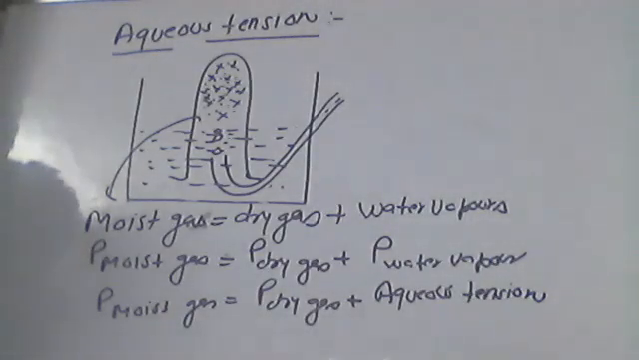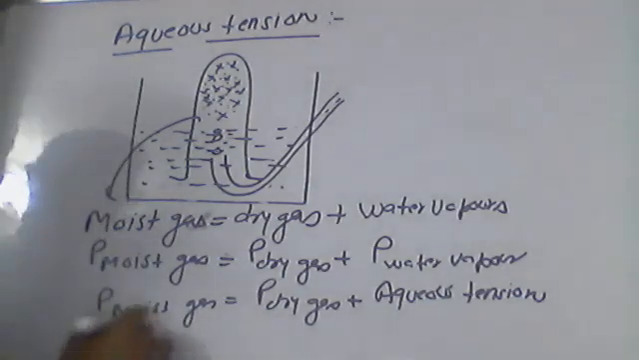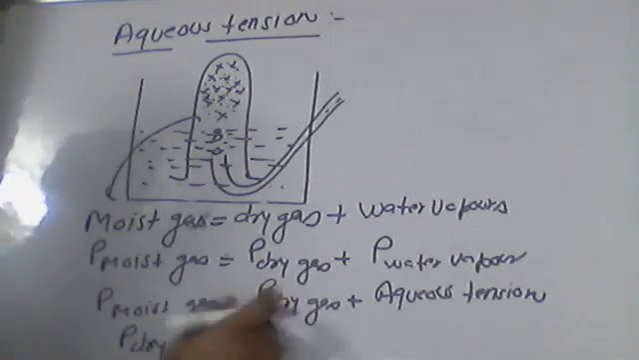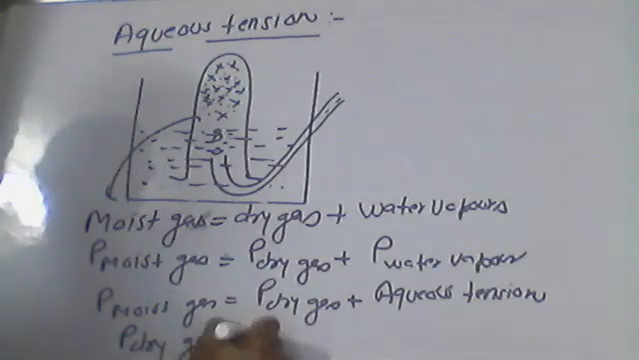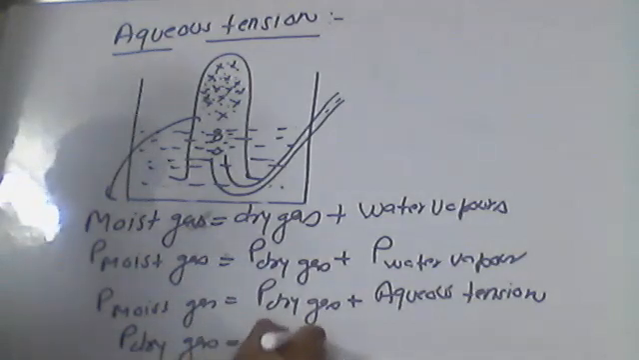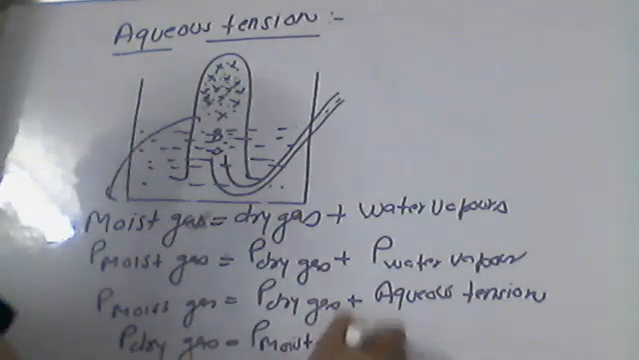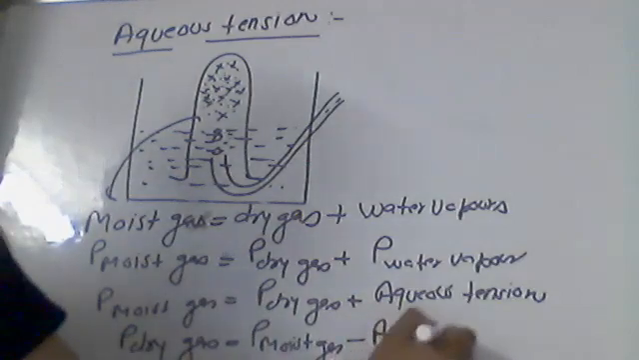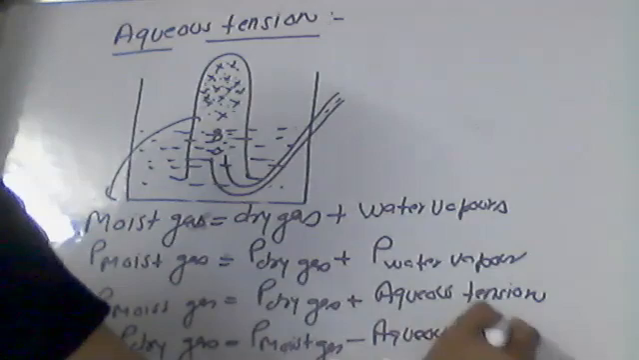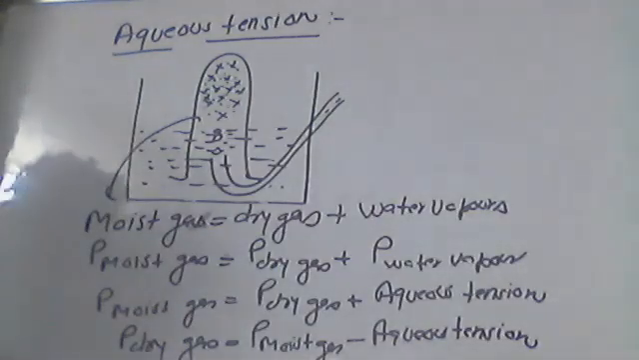This pressure of the water vapors, that we call aqueous tension. If you want to find out the pressure of a dry gas alone, the pressure of dry gas is equal to the pressure of the moist gas minus aqueous tension. First thing that must be clear to you: what is aqueous tension? Aqueous tension is basically the pressure of the water vapors that is collected over it.